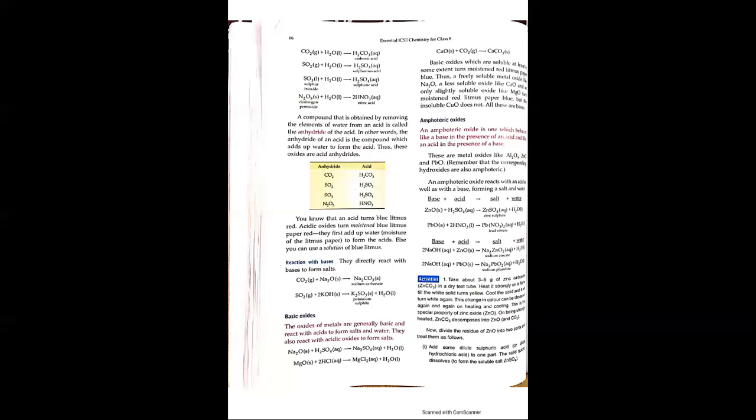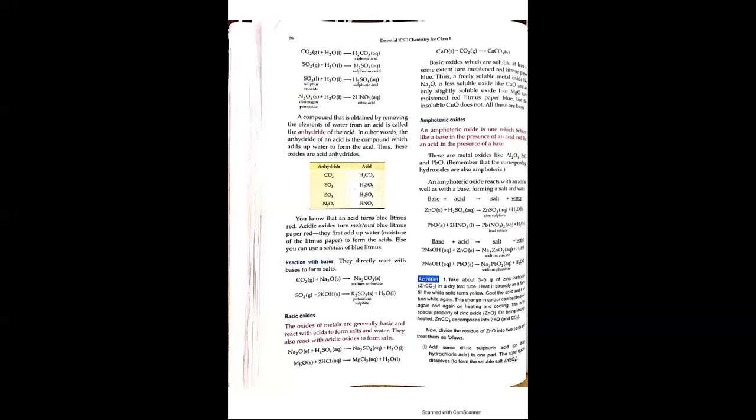All these are bases. And amphoteric oxides are those which behave like both acid and base. They will behave like base in the presence of acid, and they will behave like acid in the presence of base. So they are aluminium oxide, zinc oxide, and lead oxide. As you can see, ZnO plus H2SO4 gives ZnSO4 plus H2O. PbO in the presence of acid will behave like base. It forms Pb(NO3)2 plus H2O.